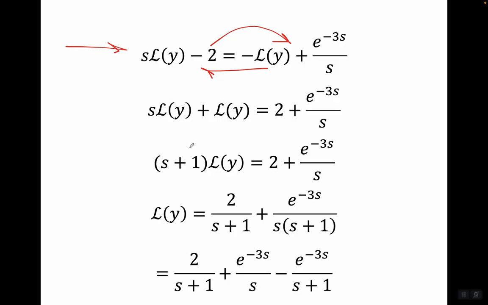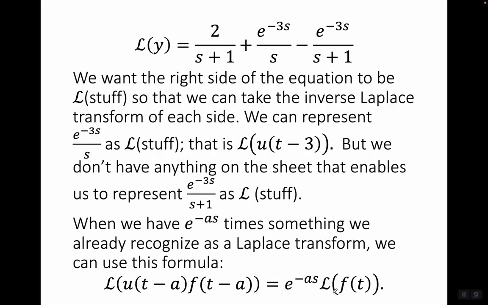Let's see. So we can factor out the Laplace transform of y. We have s plus 1 times the Laplace transform of y equals 2 plus e to the negative 3s over s. Divide both sides by s plus 1, and we end up with this. If we were to use partial fractions, we'd be able to express it like this: 2 over s plus 1 plus e to the negative 3s over s minus e to the negative 3s over s plus 1. Okay, so lastly, we just want to take the inverse Laplace transform of both sides.